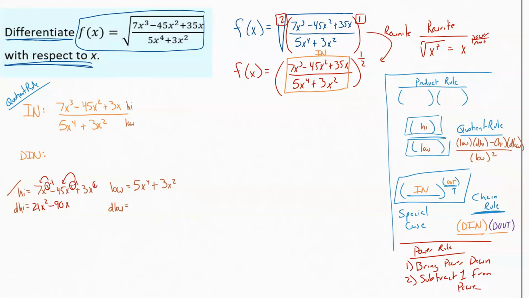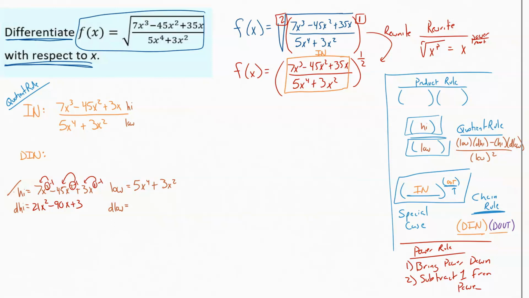We got an unwritten 1 on that x, so I bring the 1 down. 1 times 3 gets me 3, and then subtracting 1 from the power gets me x to the 0. And as we've probably talked about before, anything to the 0 power is always 1, so 1 times 3.